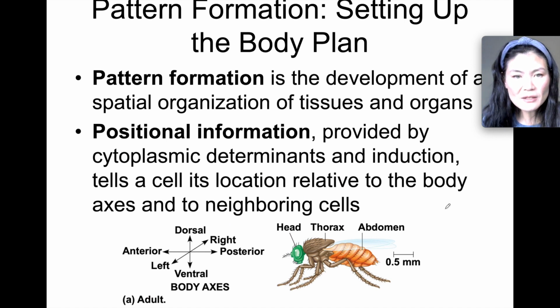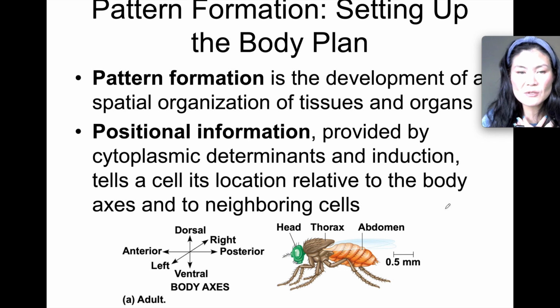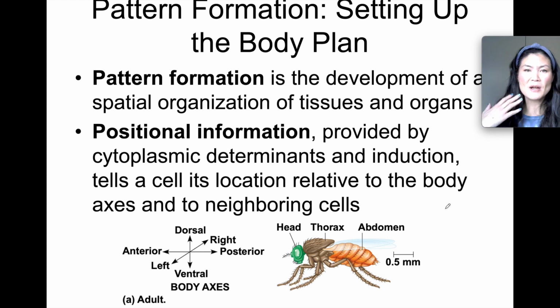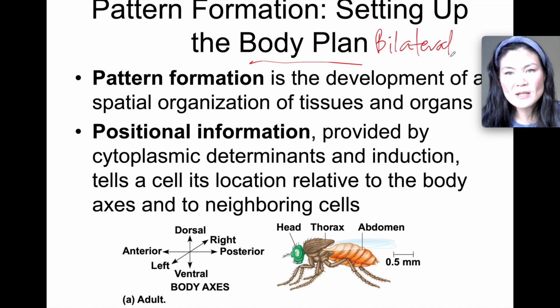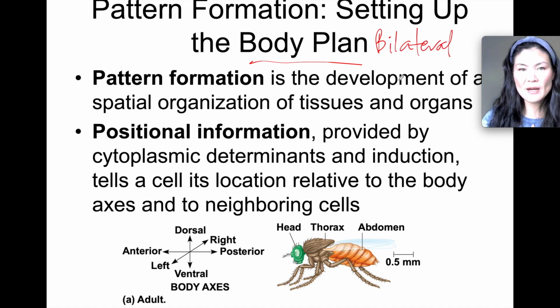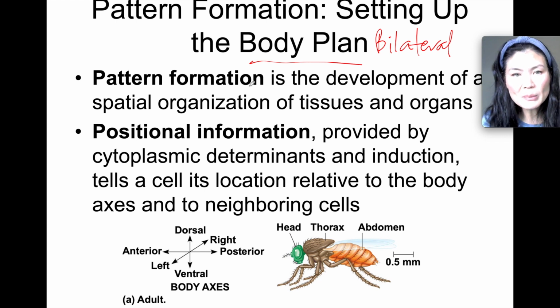So when we look at the fruit fly, when we look at a frog, when we look at us, we are what we call bilateral organisms, meaning we have a left side and a right side, and we have a body plan. Our body plan is bilateral. You can split down the middle, left and right side. And how the body plan was set up, how it was formed, is called pattern formation.